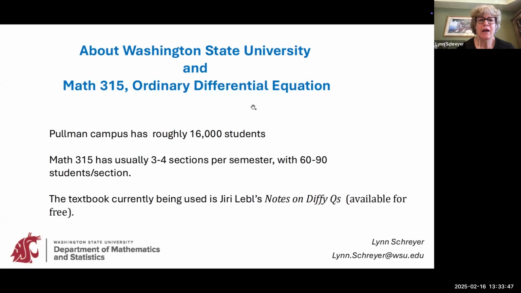So this course that we teach at Washington State, just to give you a perspective, Pullman campus has roughly 16,000 students, and Math 315 usually has 3 to 4 sections per semester with 60 to 90 students per section. So these are pretty large classes. The textbook we're currently using is Lebel's Notes on DiffEQs, which is free, so that's nice.